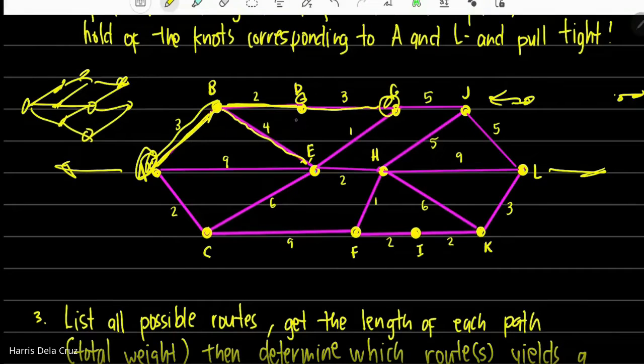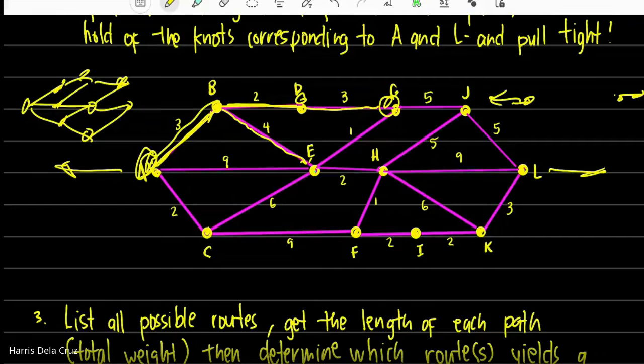From D, pwede kang pumunta sa G. Isa lang yung case. So, times 1. From E, pwede kang pumunta ng G, H. So, times 2 ulit. So, yung mga possible scenario, habang dumadami yung vertices mo, habang lumalaki yung graph mo, dumadami din yung mga possible route.